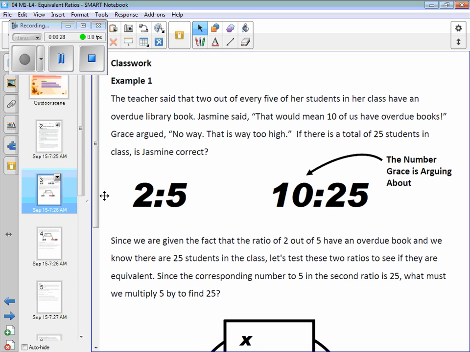Starting with example 1, I'd like you to read it quietly to yourself and get a feel for what they're asking and what the gist of the problem is. So do that now, and then we'll come back. All right, so here's my first question. What is the given ratio? What ratio did they give to you in the first sentence?